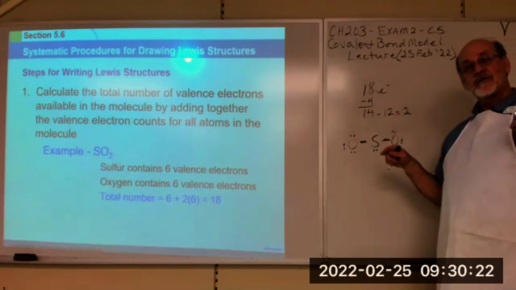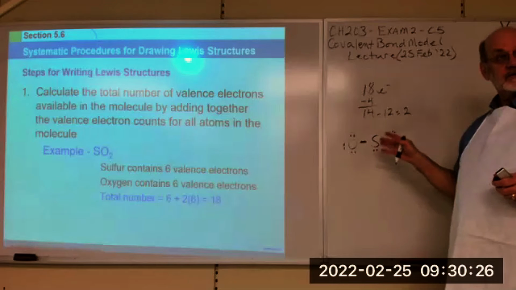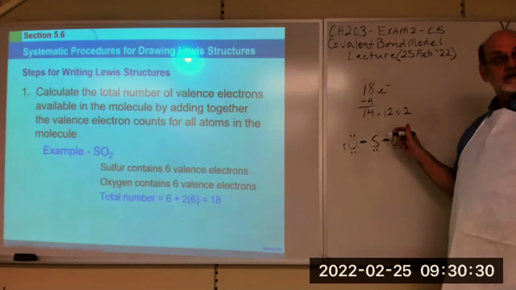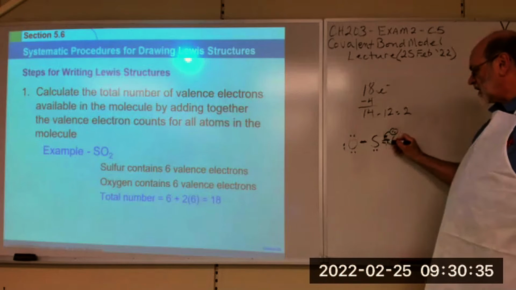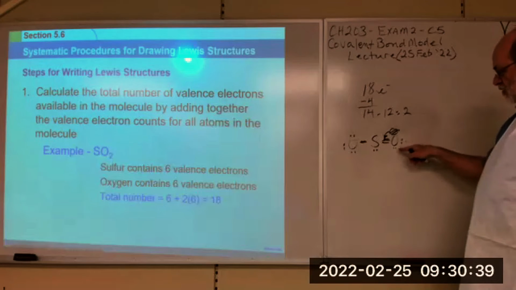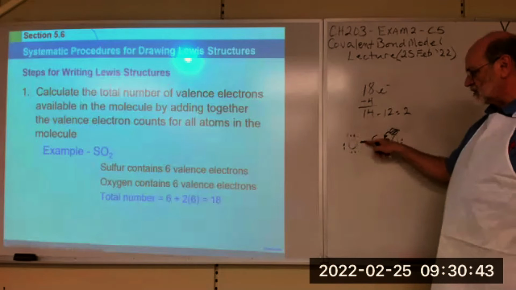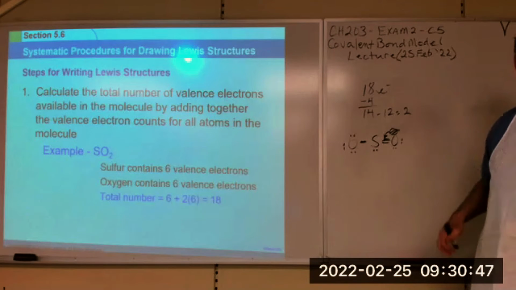So now, how can we make an octet for sulfur without depriving oxygen of its octet? You take 2 of these electrons and make a double bond. Right? So now we got a double bond here. Those are used up. So now we got 2, 4, 6, 8, 2, 4, 6, 8, 2, 4, 6, 8. Everybody's got an octet.